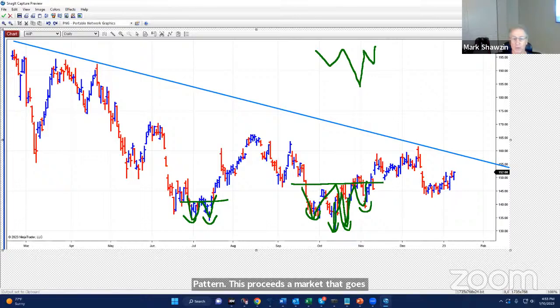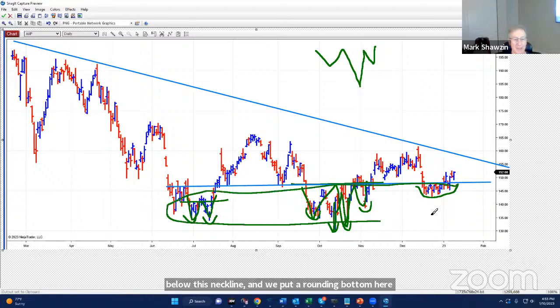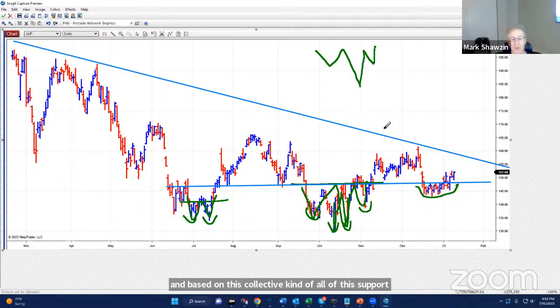So you can see now we've been testing above and below this neckline, and we put in a rounding bottom here. And based on all of this support in here, as well as today's key reversal. And again, what I do is I look for a pattern, and then I wait for a day where the market indicates how I can set up my trade.